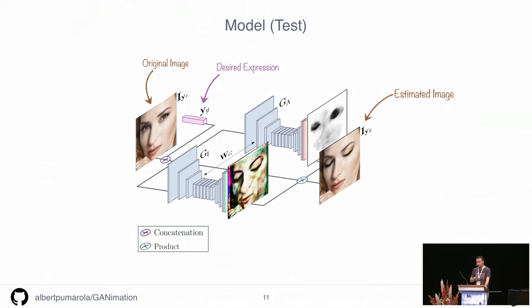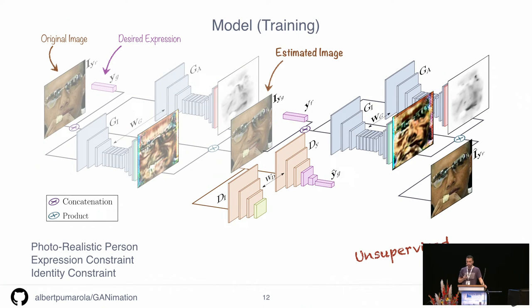So again, just to remember, this is how our model looks at test time. Given an input image and a desired expression, we can change the original image to the desired expression while maintaining the person's identity. But during training, this gets a bit more complicated because we don't have ground truth on how the output image should look. So we have to add several modules just for training to make this possible.